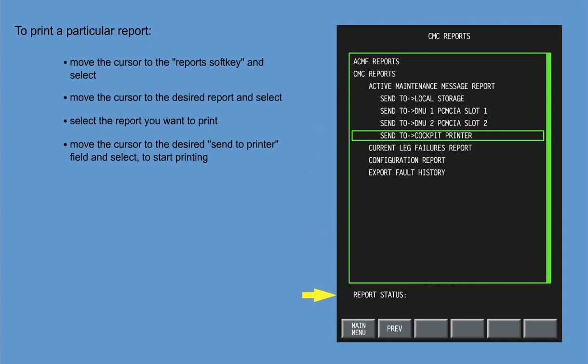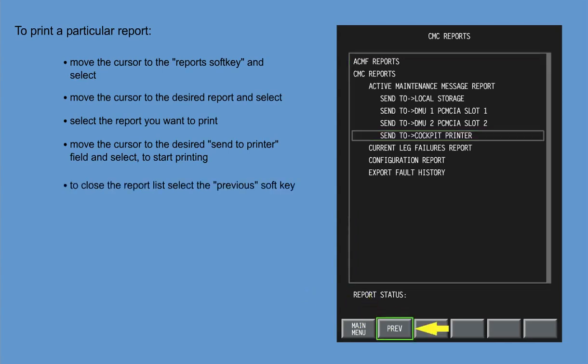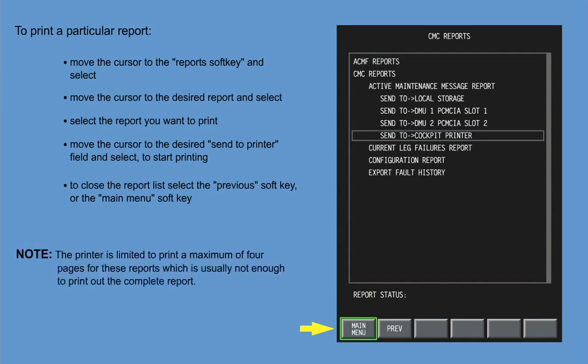To close the report list, select the Previous soft key to make a new selection, or the Main menu soft key to return to the main menu. Note, the printer is limited to printing a maximum of 4 pages for these reports, which is usually not enough to print the complete report.